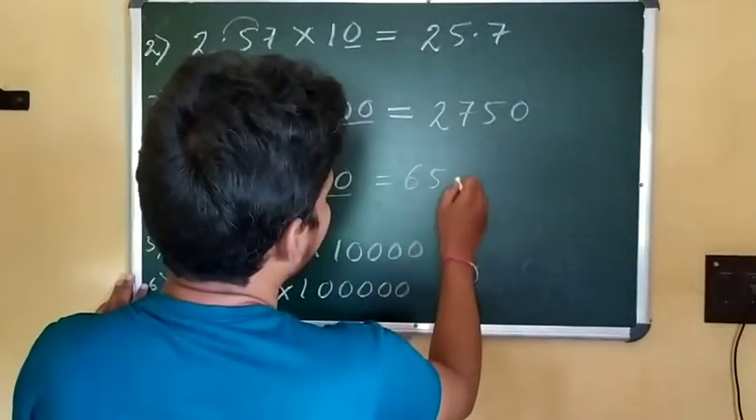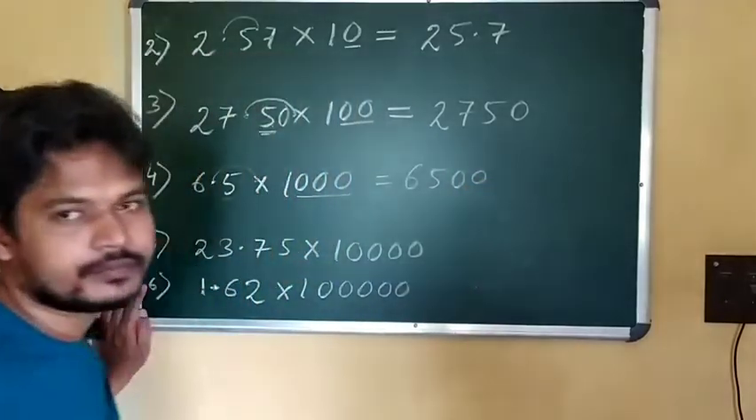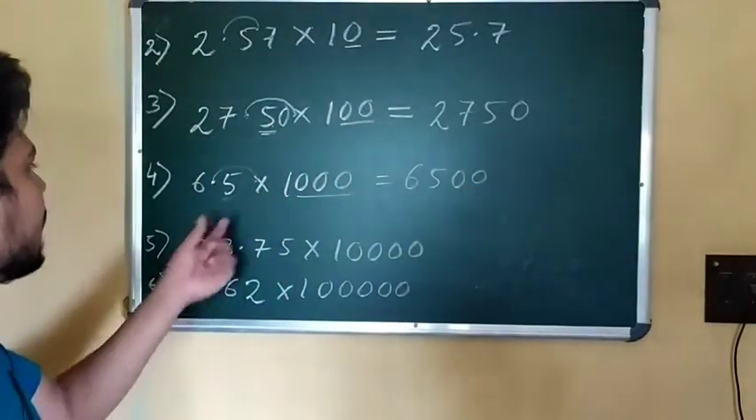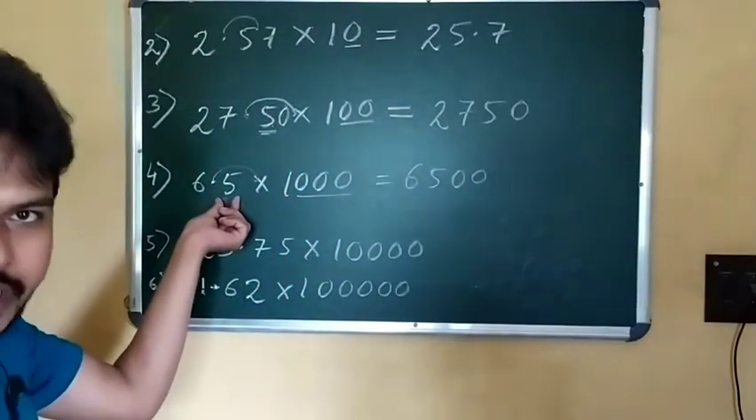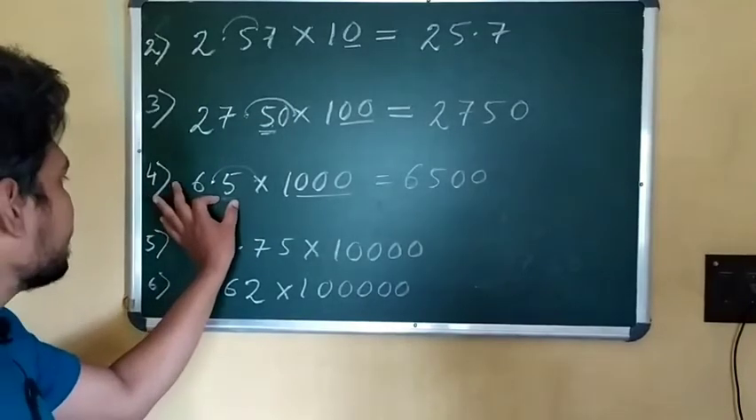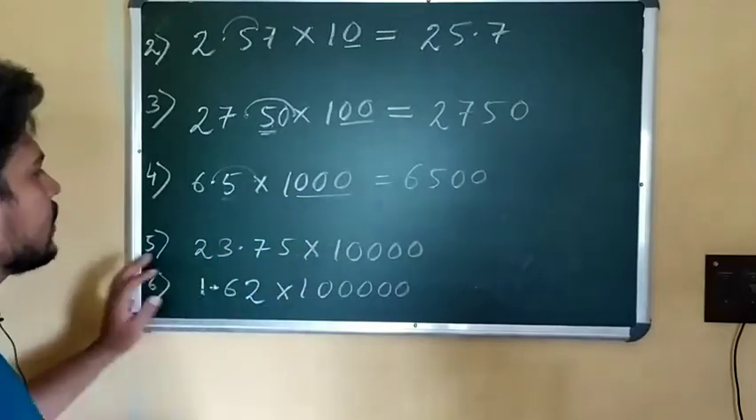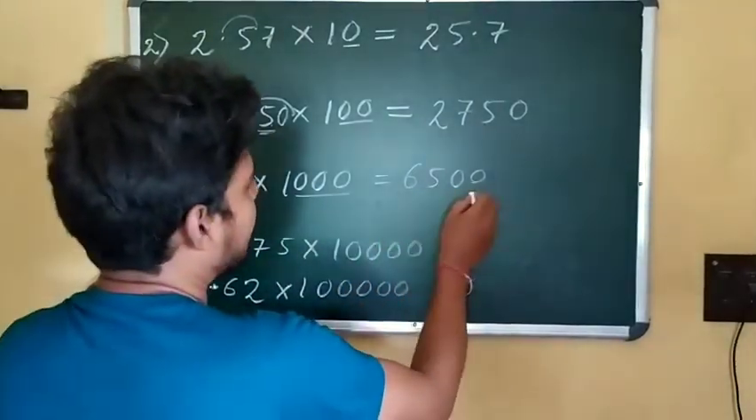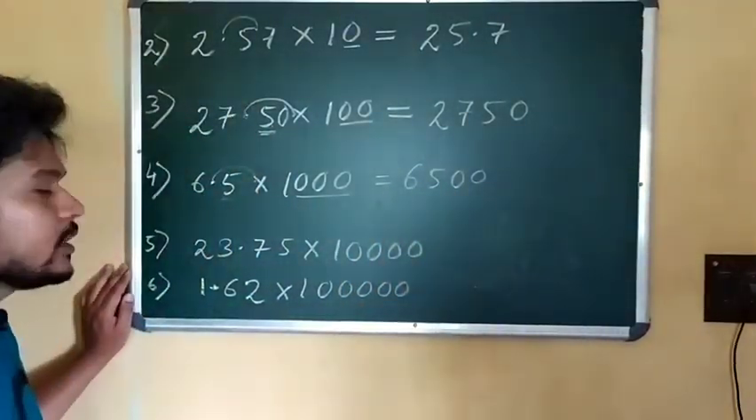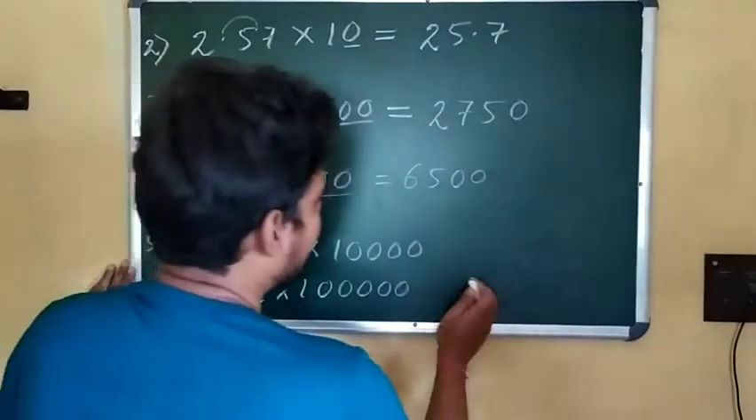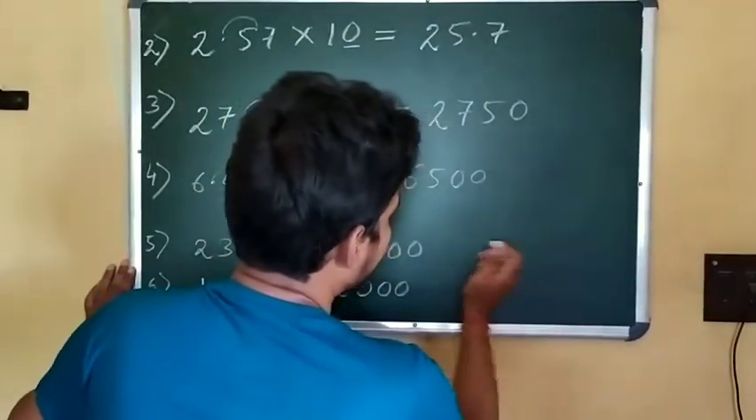6 5, then you add 2 zeros. That means if there is only one digit in the decimal part of this number, then you have to add 2 more zeros to make it 3 digits. So our answer now is 6500. Now I have taken 2 more examples on this.